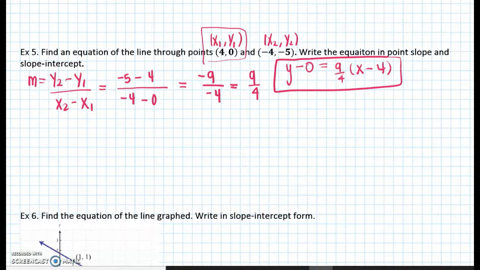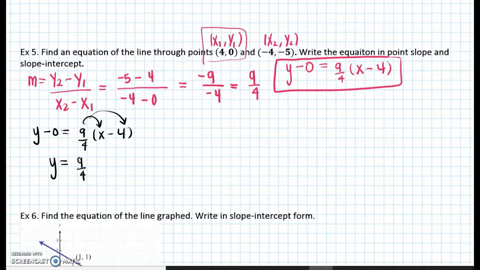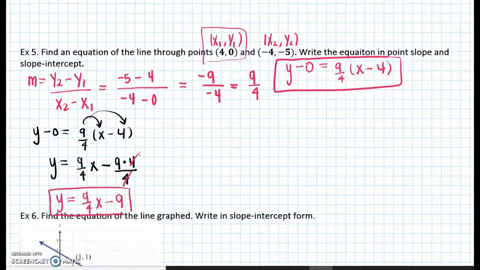All right, then my second answer, I'm going to rewrite it over here. I'm going to go ahead and distribute the 9 over 4, and then y minus 0, that's just y. So 9 times 4 divided by 4. The 4s are going to cancel each other out, and we get y equals 9 over 4x minus 9. So that would be our answer.